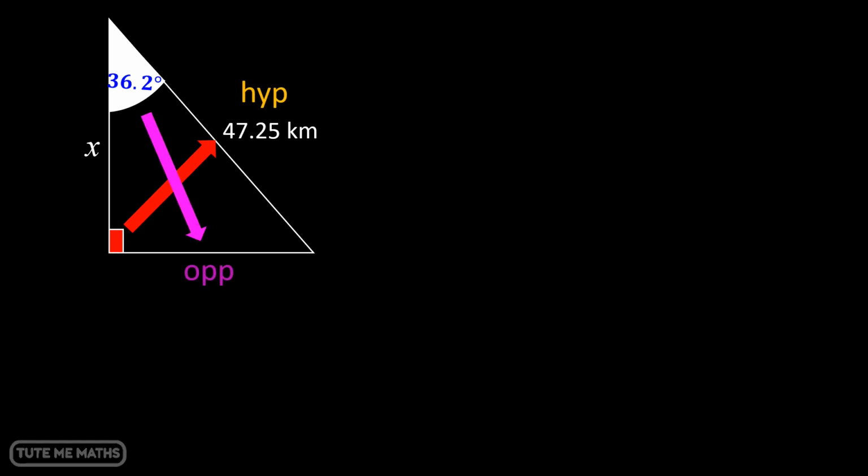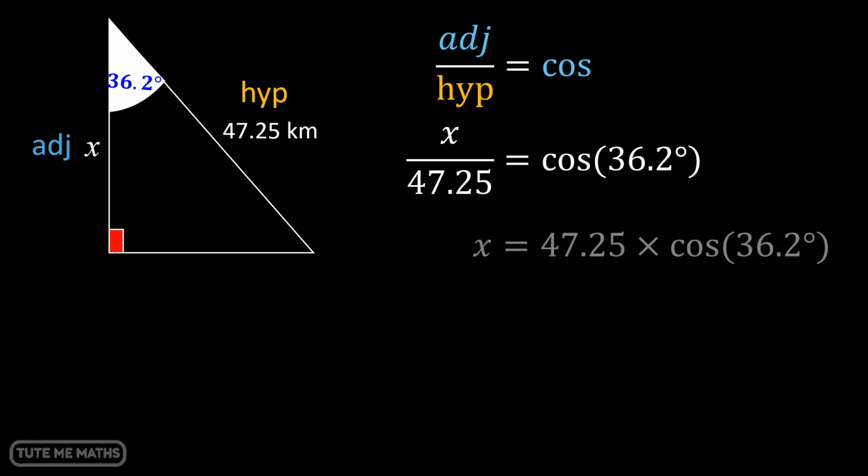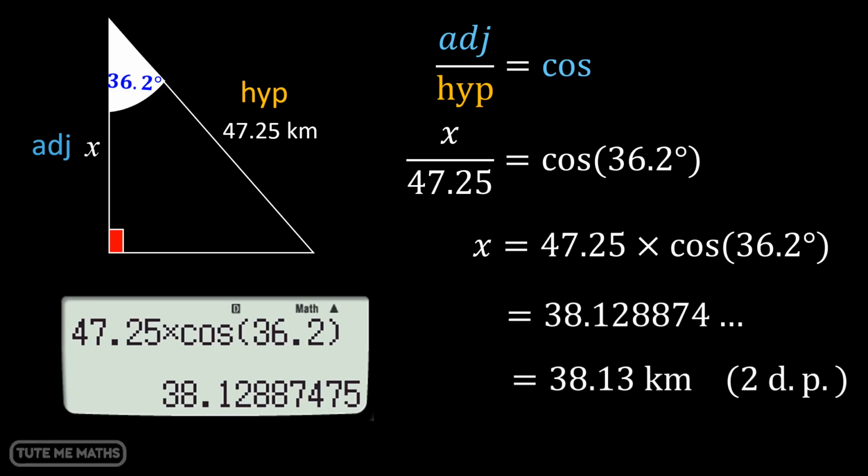Labelling the sides, I see opposite isn't required, so this time I'm using cosine, or cos. X over 47.25 equals cos 36.2. We get x equals 47.25 multiplied by cos 36.2. The calculator does the hard work for you. X must be 38.13 kilometers. If you stick to the method, it should be fine.